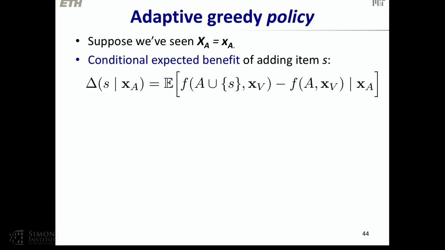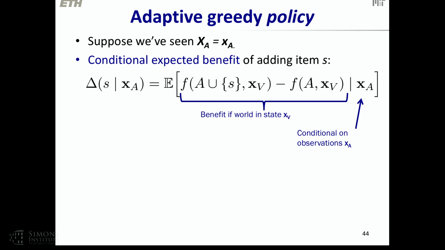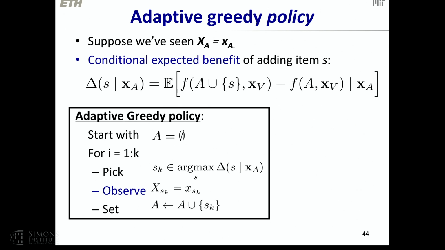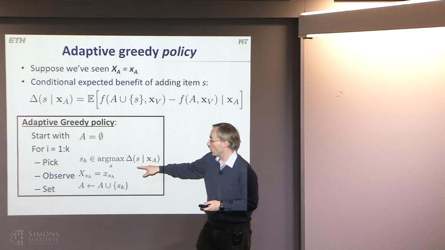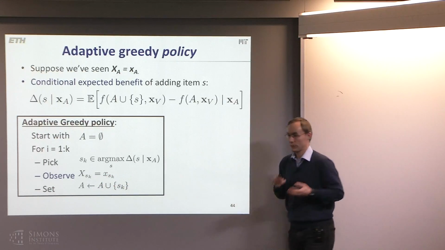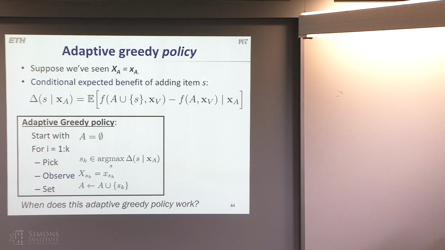What we might do is generalize the notion of a marginal gain. We look at the expected gain that we could get from carrying out some test s in the context of all the observations we've made so far. That's the conditional expected benefit of adding some item s in the context of having made some observations x_A so far. It's a conditional expectation. And now we basically just greedily maximize this conditional expectation. So we start having observed nothing, then we compute this gain for all the elements, we pick the one that maximizes it, and keep going, and then we observe the outcome of the items that we actually have picked. Observe the outcome of the medical tests that we've run. And the question is, when does this algorithm work?